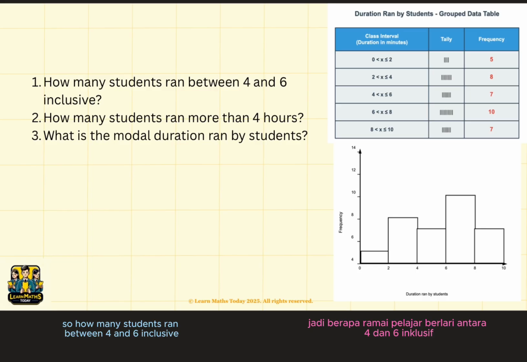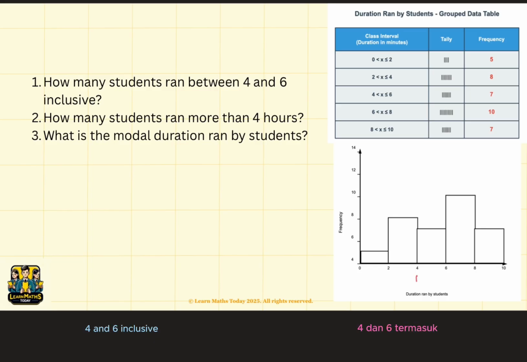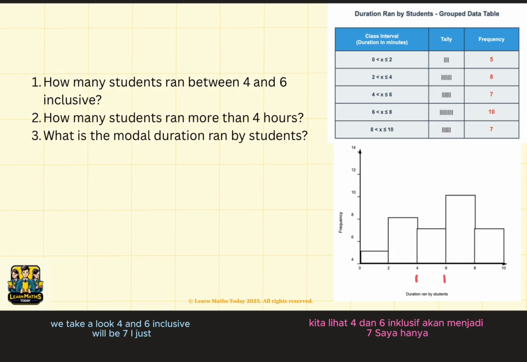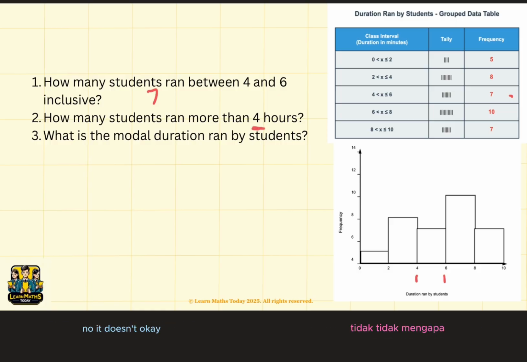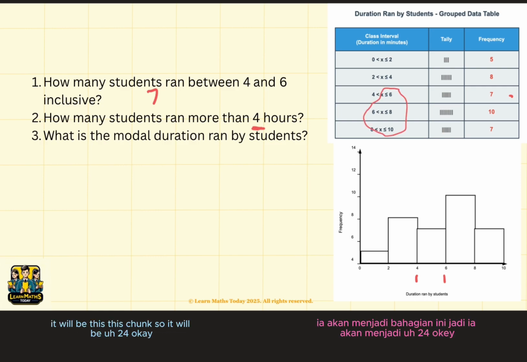So how many students ran between 4 and 6 inclusive? 4 and 6 inclusive, we take a look, will be 7. This one you just read off the graph, very simple. How many students ran more than 4 hours? More than 4 hours, does it include 4 hours? No, it doesn't. So it will be this chunk. So it will be 24, 7 plus 7 plus 10. More than 4 hours, so again we don't count 4 hours.